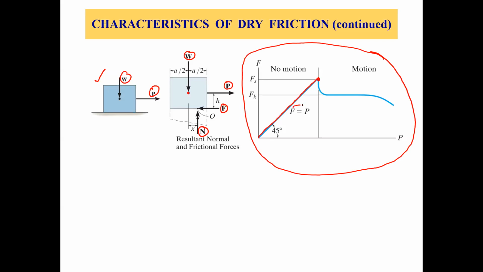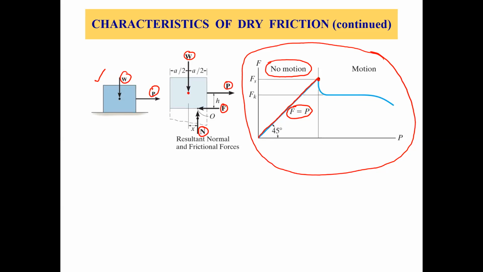So in this region, P equals F, because it's a linear curve, right? So P equals F. Now, what do we mean by P equals F? With P equals F, you don't have any motion. The block doesn't move, right? Because the applied force equals the friction force, right? So there's no unbalanced force to move the box, right? So that's why we'll say this is a no motion zone.